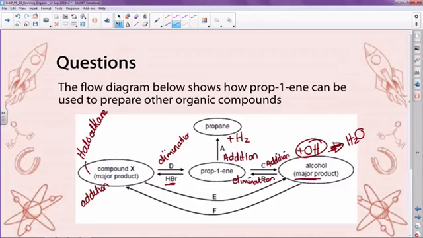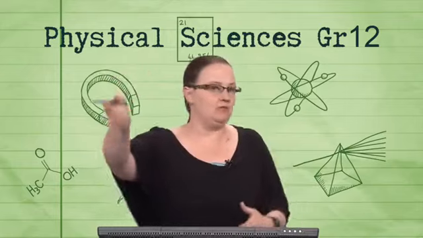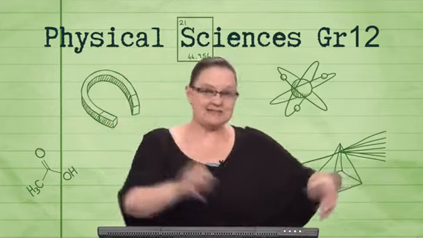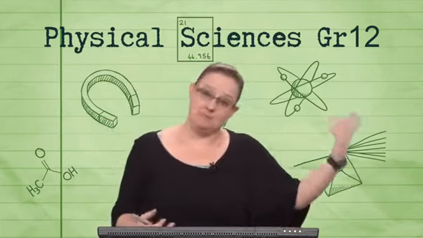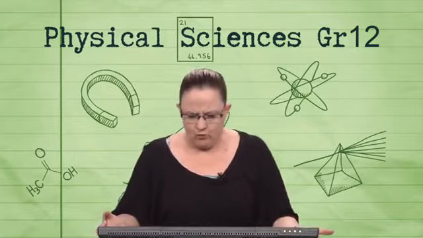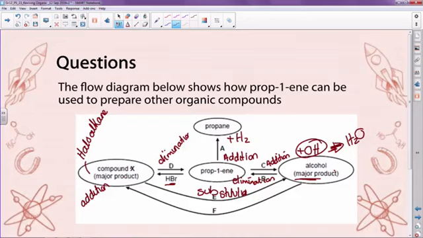So E has to be substitution. In fact, E and F have to be substitution, because from X to the alcohol, I'm taking a bromine off and replacing it with an OH. From the alcohol to compound X, I'm taking the OH off and replacing it with the bromine. That's fairly straightforward. I'm not going to worry too much at this point about the major products, because they may or may not ask it.